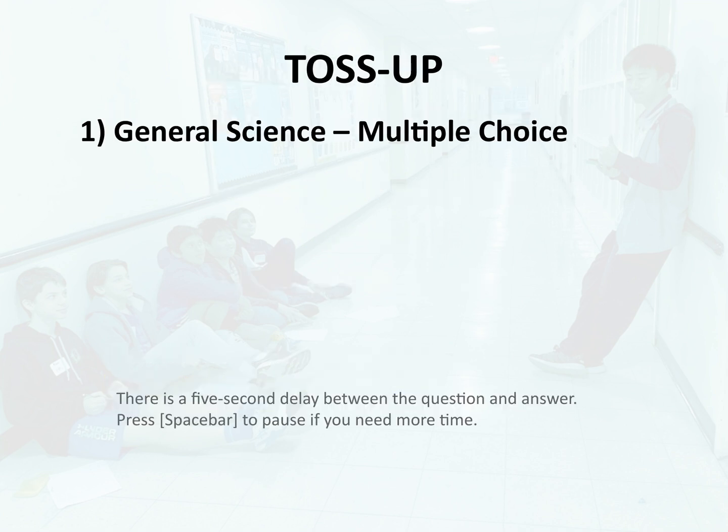Toss-up 1. General science, multiple choice. Which of the following best describes a scientific law? W. A proposed explanation for a narrow set of phenomena. X. Broad explanations for a wide range of phenomena. Y. A statement that is verified by observation and describes how phenomena are related. Z. An opinion based on observations of phenomena.